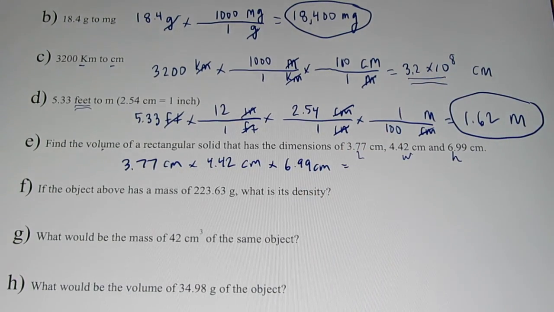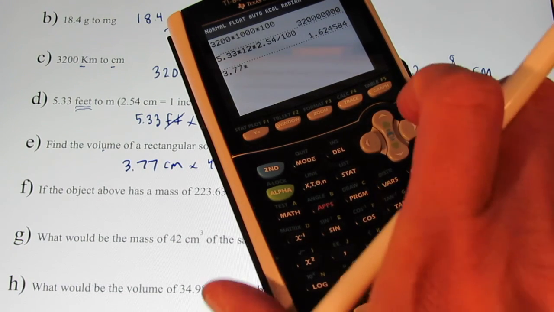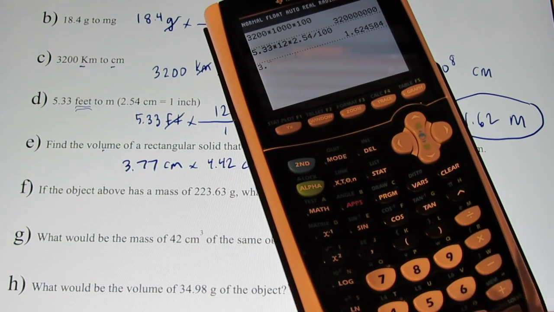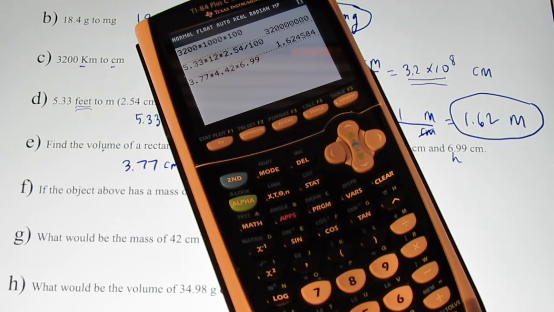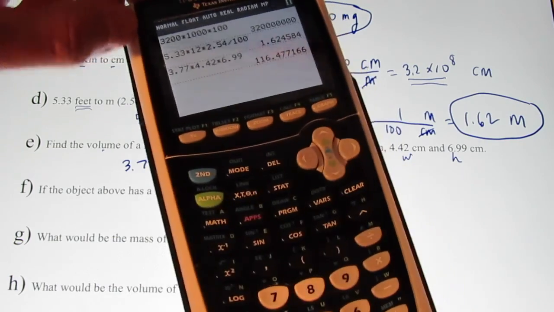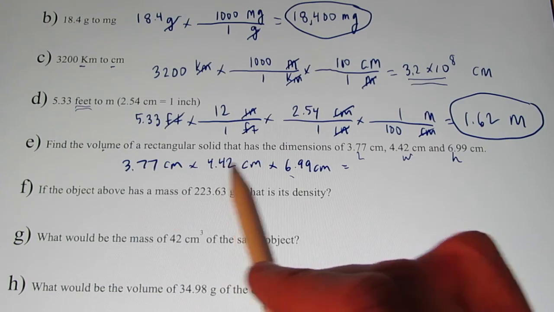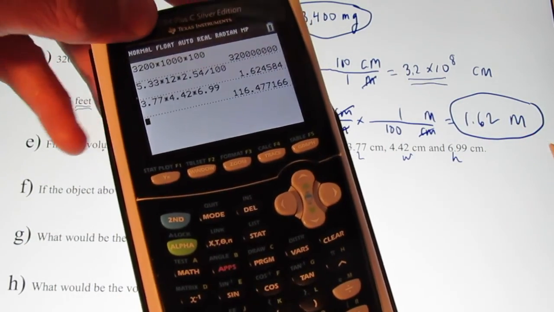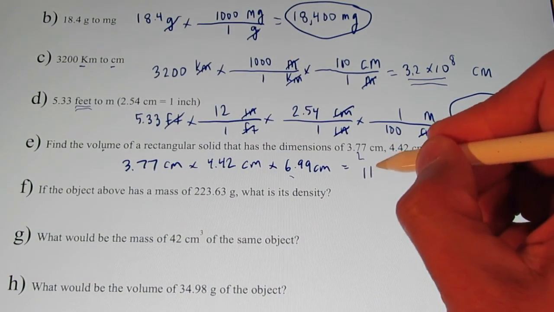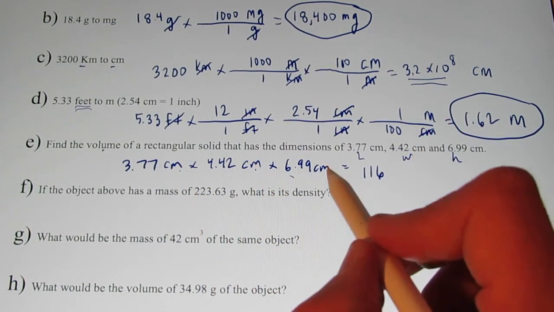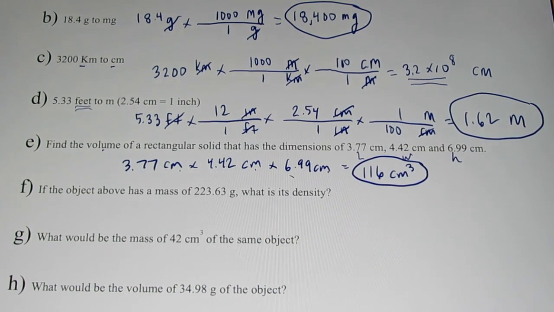And let's see what we end up with here, folks. 3.77 times 4.42 times 6.99 equals, boy, that's a big ugly number. Let's see, we're allowed 3 significant figures because I have 3 here, and 3 there. So I'm going to round that off to 116. And we have centimeters times centimeters times centimeters, so that would be 116 cubic centimeters for my volume.